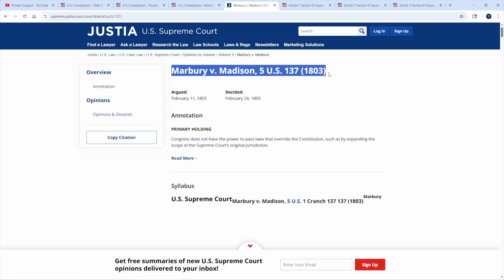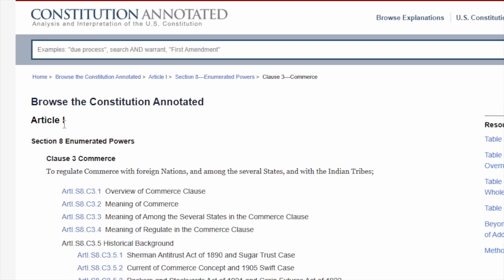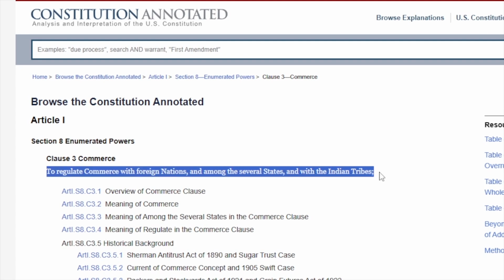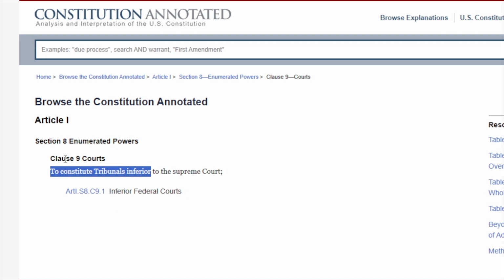Okay, so now we're going to talk about the state legislative court. The state legislative court, just as important. What you need to know about the federal is that Article 1, Clause 3 is to regulate commerce with foreign nations. This was the power given to them. They can regulate commerce across state lines. We go to Article 1, Section 8, Clause 9. Like I said, they can create tribunal courts inferior to the Supreme Court. This is where their courts come from.